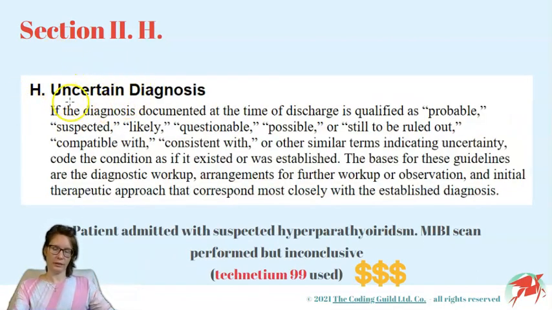Guideline H is straightforward. If the diagnosis documented at the time of discharge is qualified as probable, suspected, likely, questionable, possible, or still to be ruled out, compatible with, consistent with, or other similar terms indicating uncertainty, code the condition as if it existed or was established. The basis for this guideline are the diagnostic workup, arrangements for further workup or observation, and initial therapeutic approach that correspond most closely with the established diagnosis. This sounds a little bit like Guideline D, where we were told to assign codes for comparative diagnoses in lieu of a definitive final one. Here we are instructed again to code unconfirmed conditions as if already established.